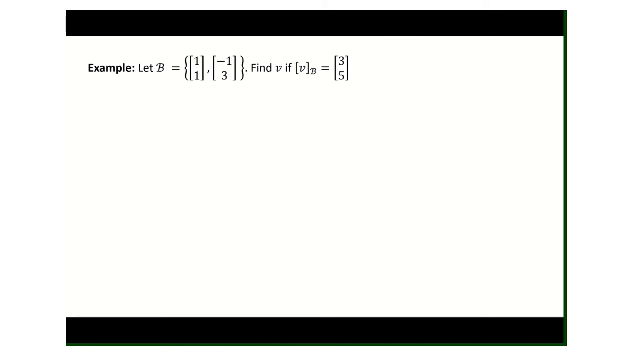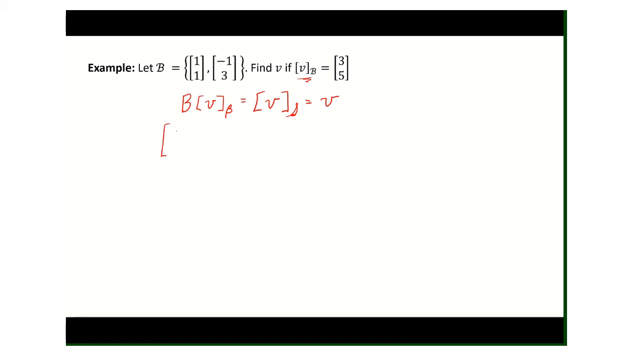So, for example, here is a basis, and we want to find the vector when we've been given the coordinates in that new basis. So here we're going to use the formula that our basis matrix times the coordinates in our new basis is equal to the coordinates in the standard basis. Because we use it all the time, we normally just give it as v. We will often drop specifying that it's the coordinates in the standard basis. But that's what we're looking for here.